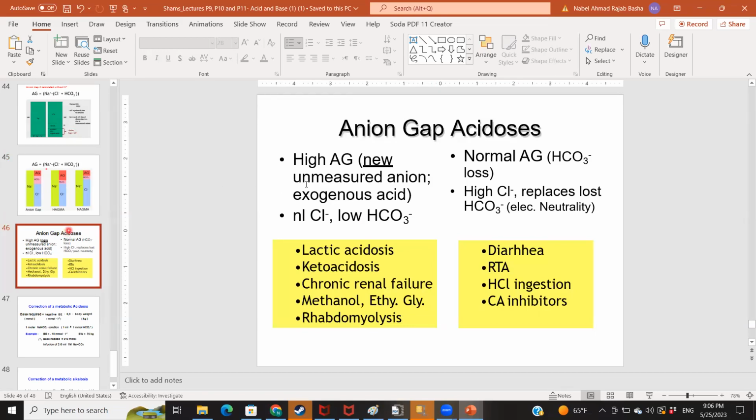The high anion gap metabolic acidoses are grouped under one word, which is MUD PILES. Let me type it for you here. M is methanol, U is uremia, which is seen in chronic kidney disease. D is diabetic ketoacidosis. P is propylene glycol. I is isoniazid and iron tablets. L is lactic acidosis. E is ethylene glycol. And C is salicylates, which is aspirin, or salicylic acid.